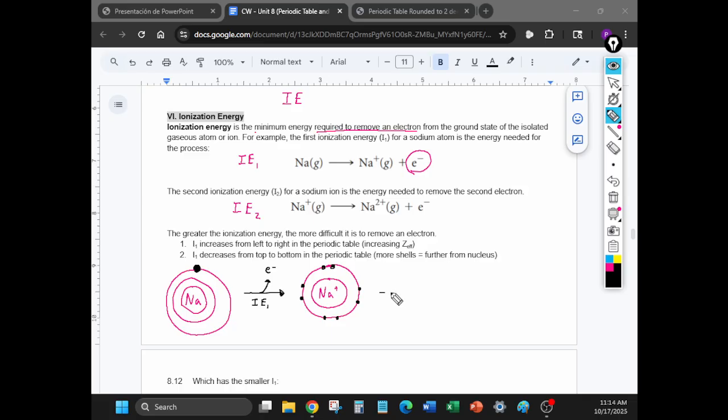Okay, IE2 would be the energy required to remove another electron from the sodium. So it's taking Na+ to Na2+. That's the second ionization energy. So every successive ionization energy is just how much energy you need to remove another electron, and then another one, and so on and so forth. I'm not going to draw the other ones or write them down, but there's going to be an IE3, which is to take Na to 3+, and so on and so forth.